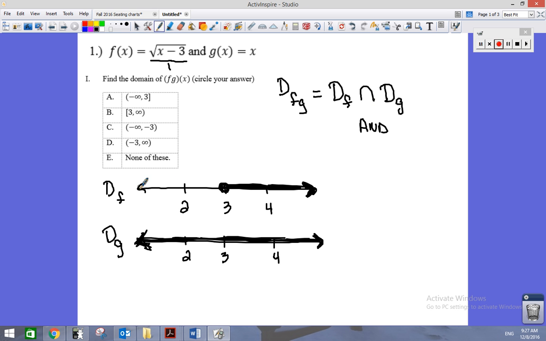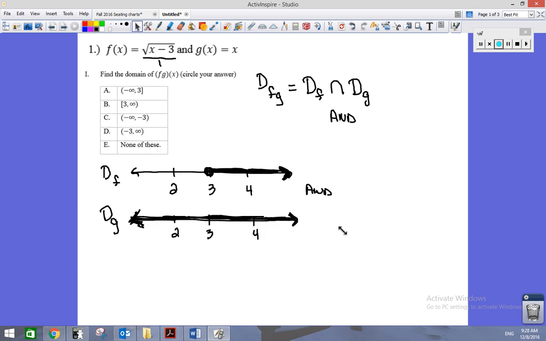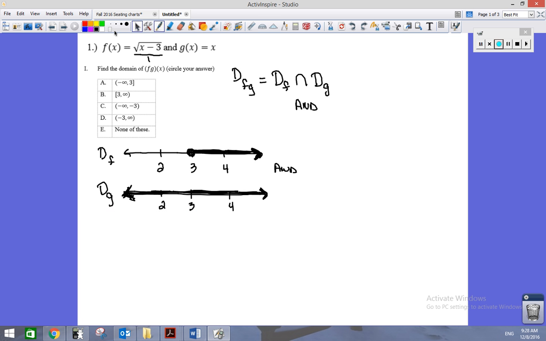You have to be a member of this set in the shaded region, and you also have to be a member of this set. So both of them simultaneously. So that's the idea of an intersection. Alright, so let's draw a picture of what our answer is going to look like.